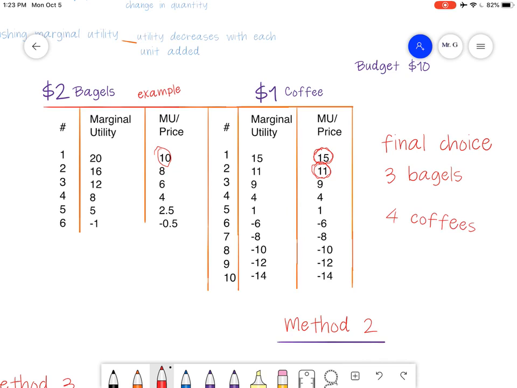What's the next highest number? So far we have 2 coffees and 1 bagel. Well, the next highest number is 9. So we're going to go with that. So now we have 3 coffees, $3, plus a bagel, so we're at $5. We used up half of our budget.